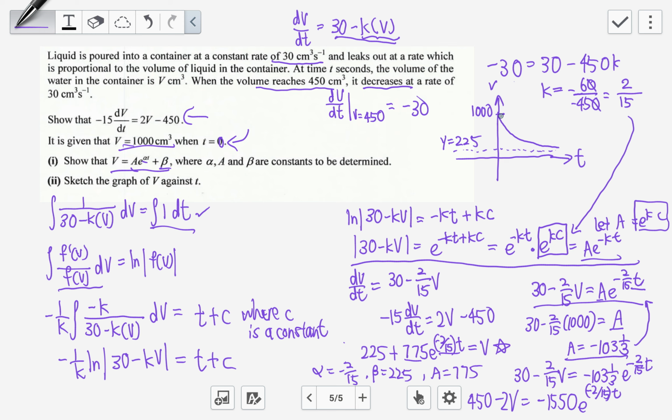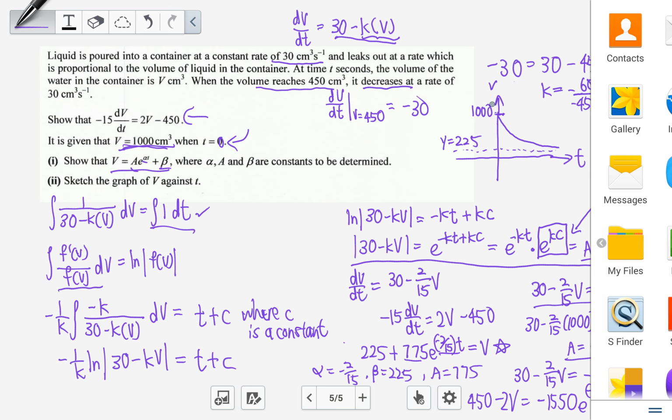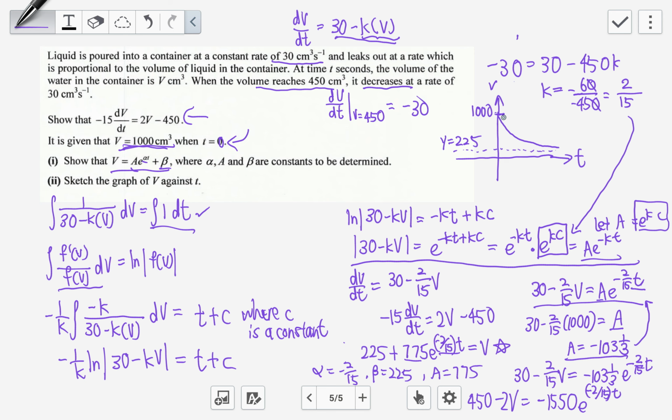You also need to label the initial volume of water, 1000, over here, and as the graph approaches this, you have to draw this horizontal asymptote to show that the volume of the water will approach the constant 225. If you don't draw this asymptote, it will appear that the volume of water approaches 0, which is not true. So yeah, that's for this question.